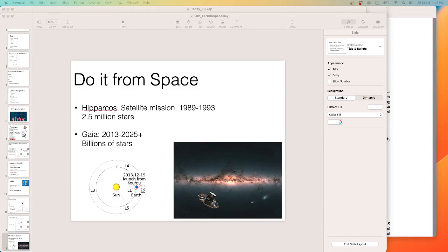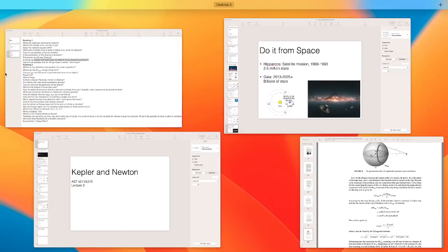And the cool thing is it's a spot in empty space, and they just hit it with a rocket like it was nothing.